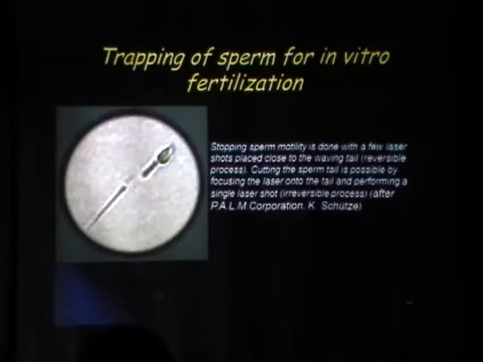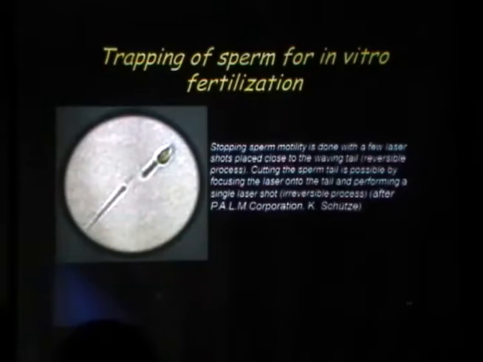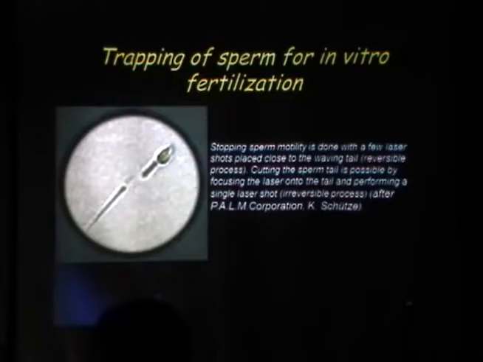What is it good for? People have shown that you can do in vitro fertilization, not by cutting tails of the sperm, but by bringing the sperm very close to the egg, punching a hole in the double membrane of the egg, and inserting the sperm into the egg. And it has been shown that the manipulation with the lasers didn't destroy the cell at all.